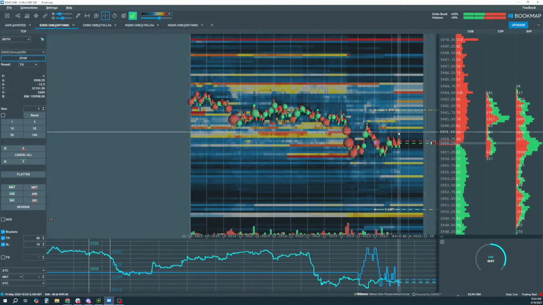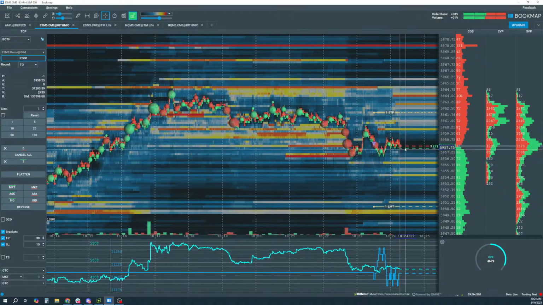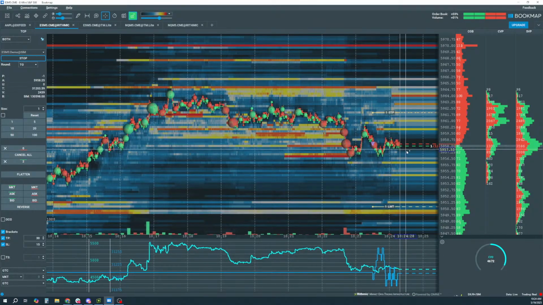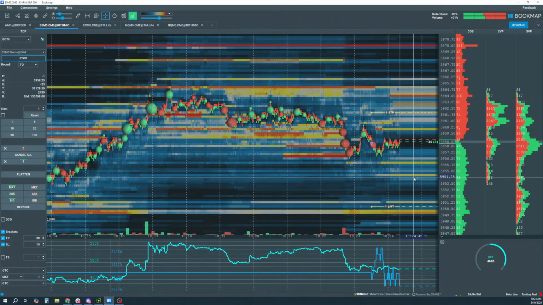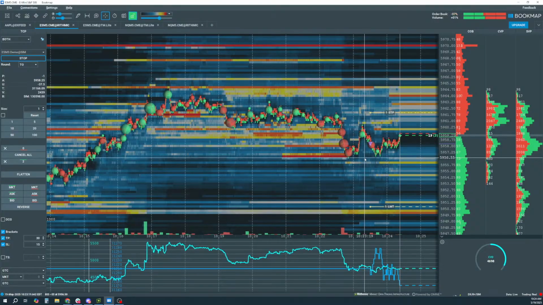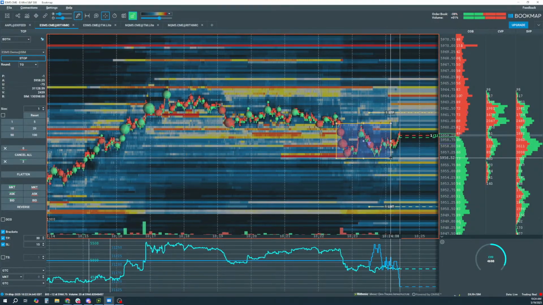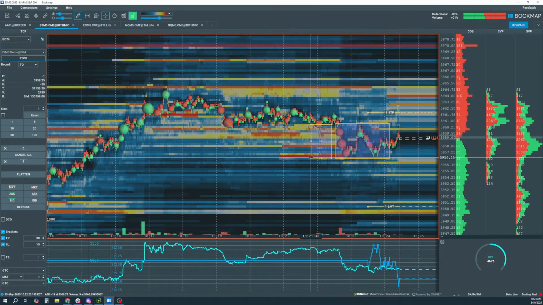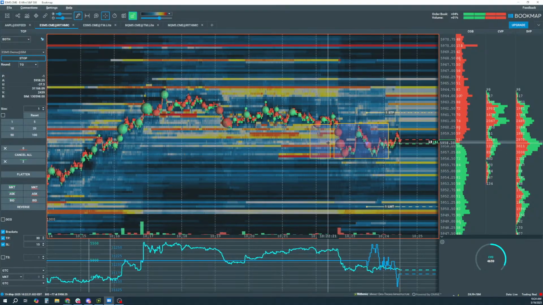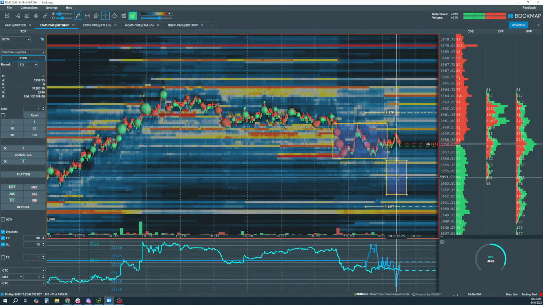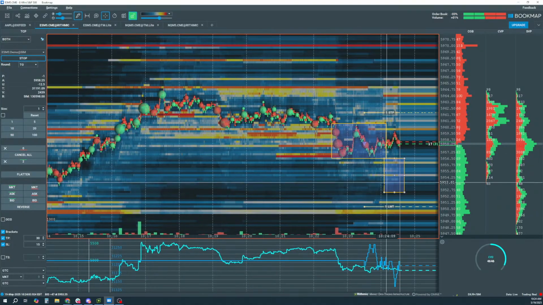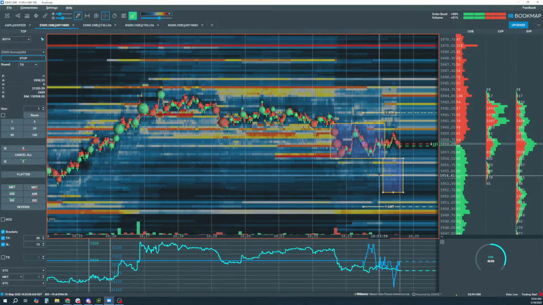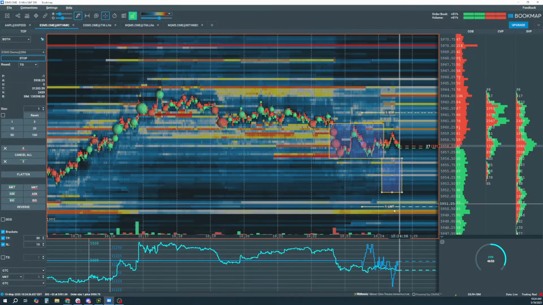But let's see, we just might be chopping around in here, looking for sellers to hit the bid hard and then trade into some of this liquidity. Now, as we went through the setup in the video, what we're looking for is a measured move, and then we line this up with some of the liquidity in here. Now, I'm not really seeing it.